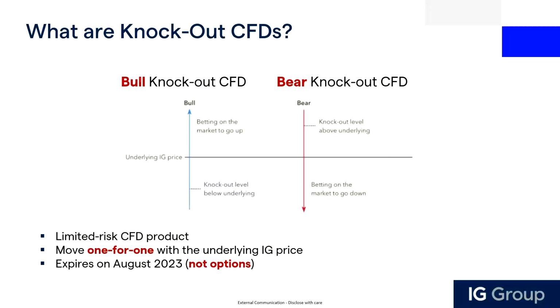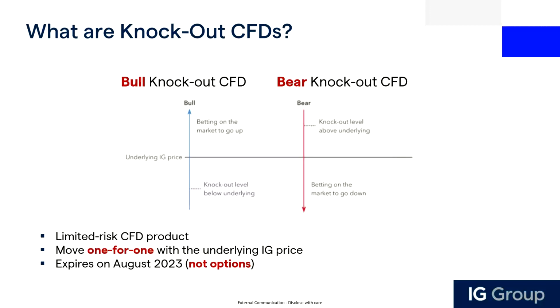And for knockouts, there is an expiry every year in August. So for 2023, it expires in August, but you don't have to wait for it to expire as well. Anytime you want to exit the trade, you can exit. So what happens if it expires? It means that your trade will be closed. And then if you want to enter the trade again, you need to reopen the trade.